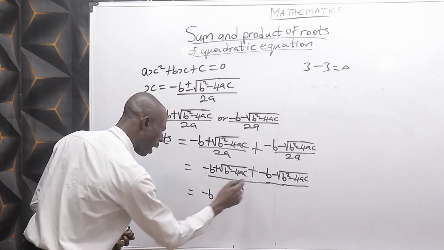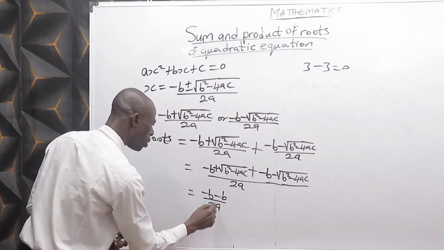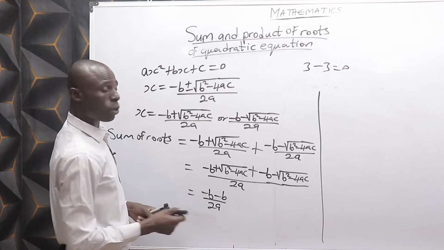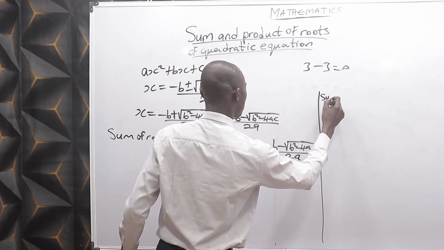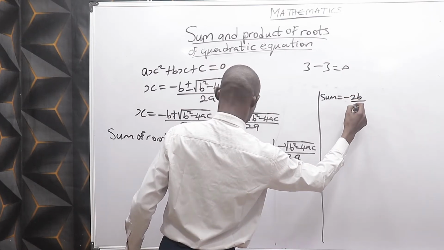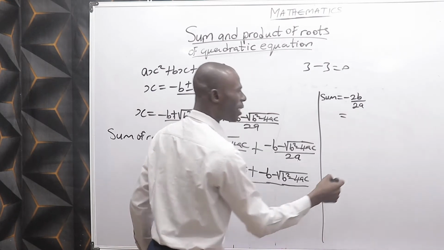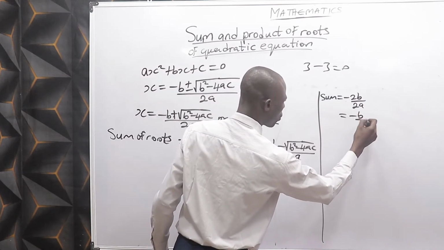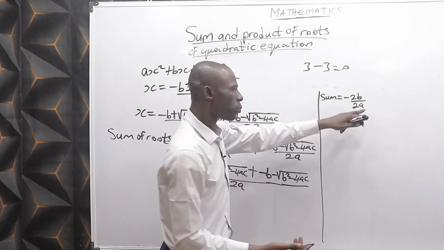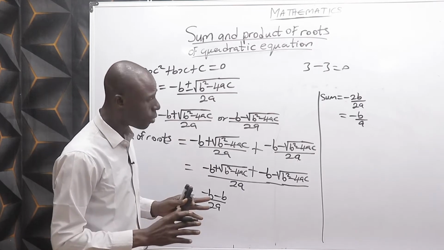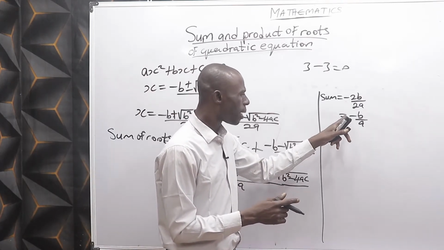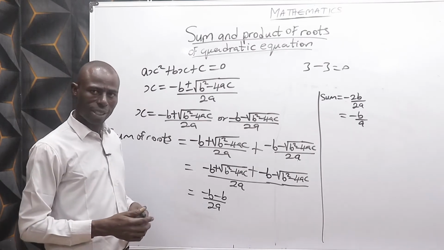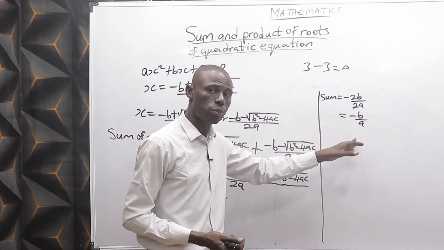You have minus b here and minus b there over 2a. Minus b and minus b gives minus 2b. So we have sum equals minus 2b over 2a. Dividing minus 2b by 2a, you have minus b over a, because the 2s cancel, leaving behind minus b over a. So anywhere in the whole world, the sum of roots is represented by minus b over a. I want to believe you understand that. That is how we derive that the sum of roots is minus b over a.